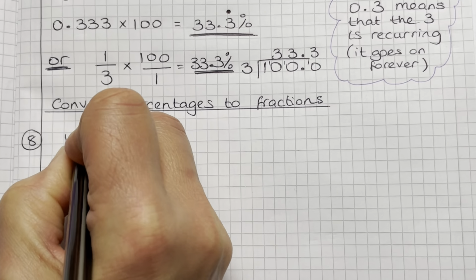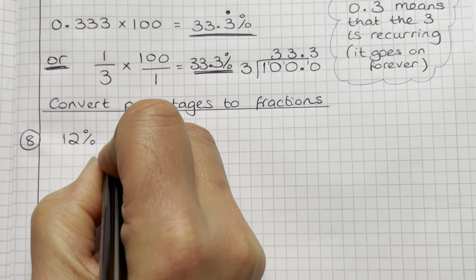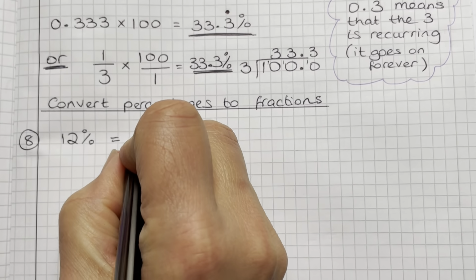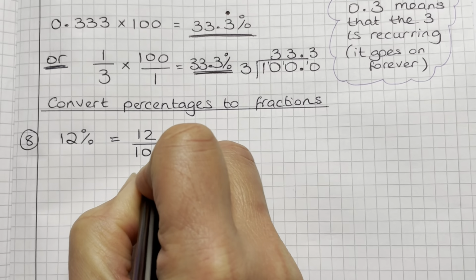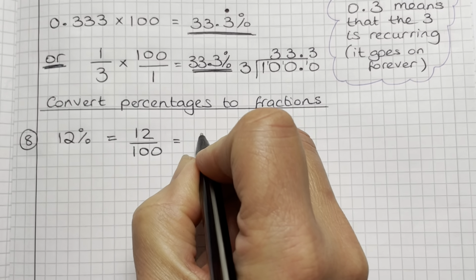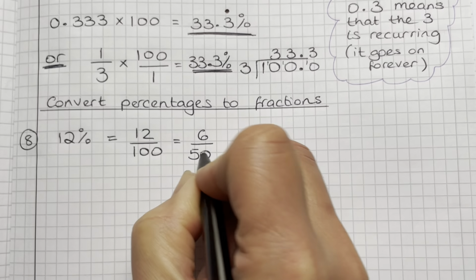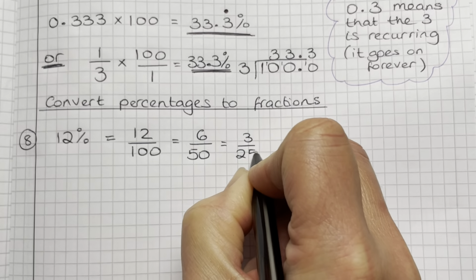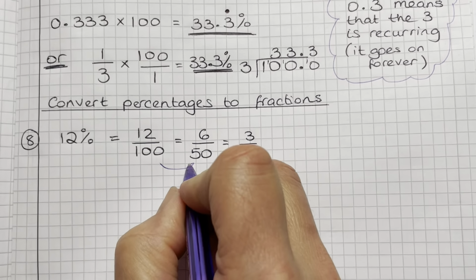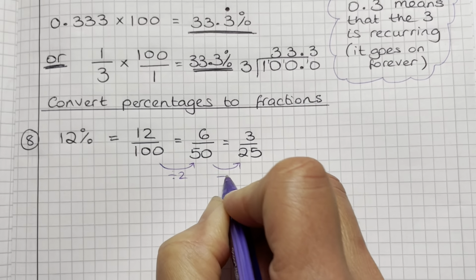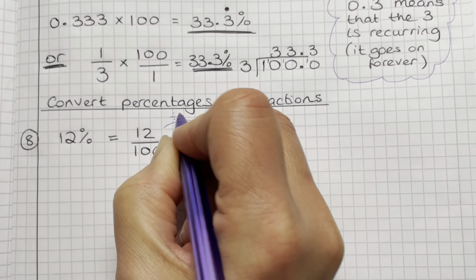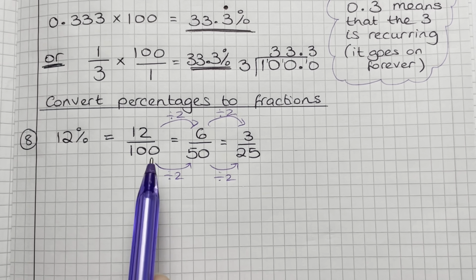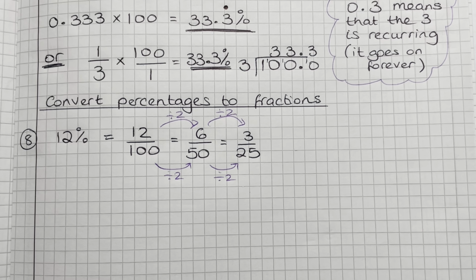If we had 12%, then we know that a percentage is a fraction with 100 as its denominator. So I can write that as 12 over 100. And now I can simplify that down using equivalent fractions to 6 over 50, and I can simplify that again to 3 over 25. So simply dividing the denominator and the numerator by 2 and then by 2 again, or again I could have divided by 4 straight away.